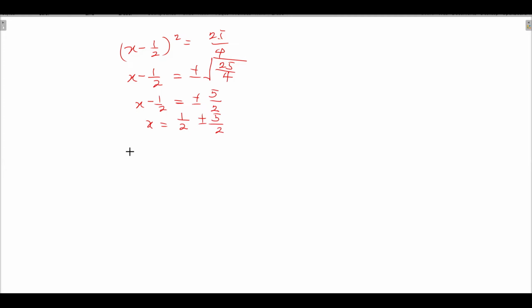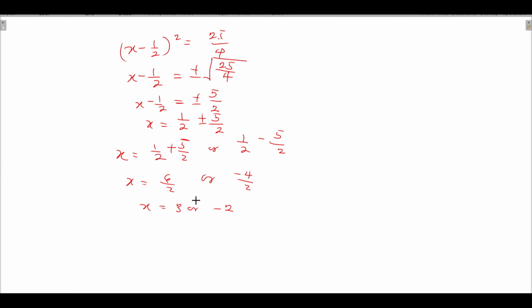Now to split it to get the different values for x, that means x equals 1 over 2 plus 5 over 2, or 1 over 2 minus 5 over 2. Since they have the same denominator, we just add: this becomes 6 over 2, or this becomes minus 4 over 2, and my x becomes 3 or minus 2. So using completing the square, we arrive at 3 or minus 2. One of the wonderful things about a quadratic equation is that if you substitute these values into the equation, you must get 0. This is what we call the solution of the quadratic equation.